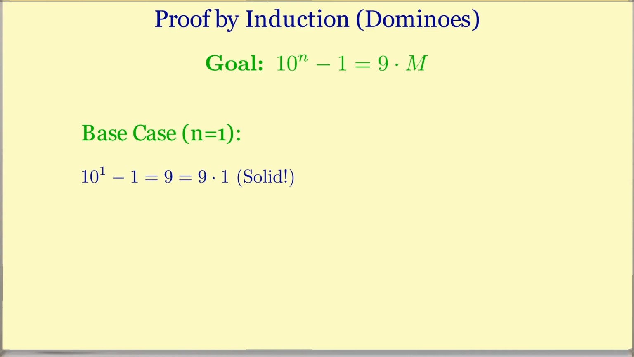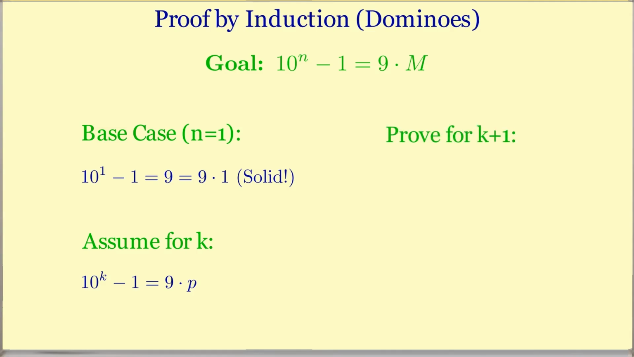Next, we assume our rule holds perfectly true for some random, unspecified power in the middle of the line. Let's call it k. We are accepting as fact that 10 to the power of k minus 1 is definitively a multiple of 9. Now we must prove that if domino k falls, it mechanically forces the next domino k plus 1 to fall as well. We look at the next power, 10 to the power of k plus 1 minus 1. Here is where the math gets elegant.